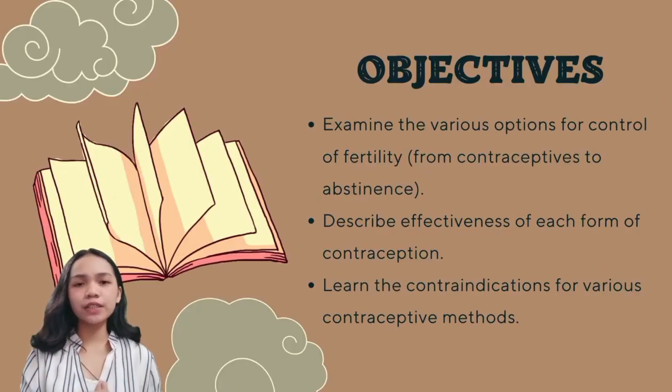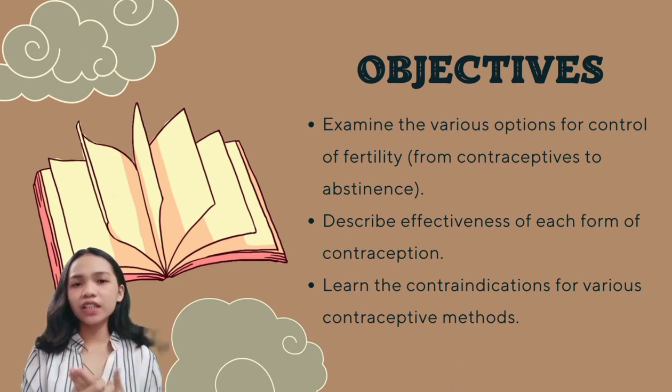So our objectives for this are to examine the various options for control of fertility, from contraceptives to abstinence, describe the effectiveness of each form of contraception, and learn the contraindications for various contraceptive methods. We hope to meet this by the end of this discussion.